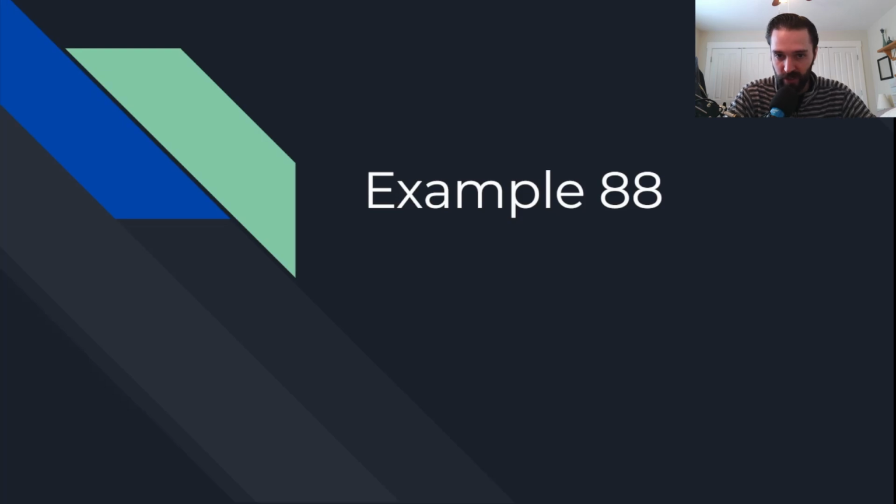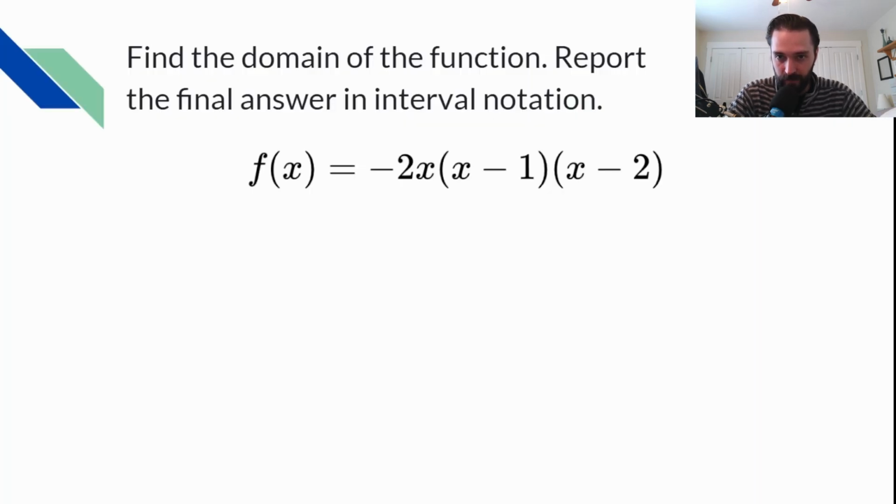Okay, here we go. Example 88. Here we're asked to find the domain of the function, and we're also asked to report the final answer in interval notation. So here we can see that we have a factored cubic polynomial function.